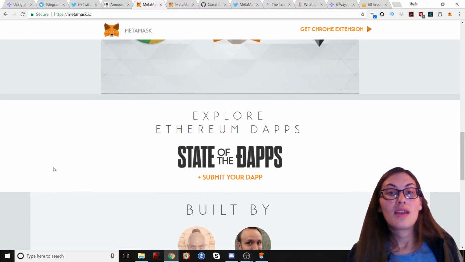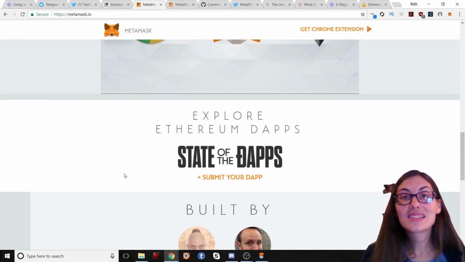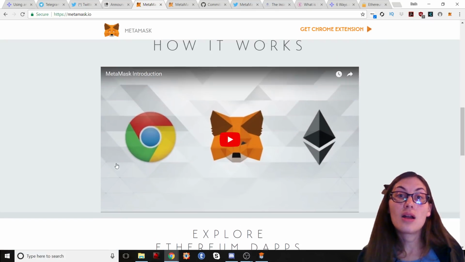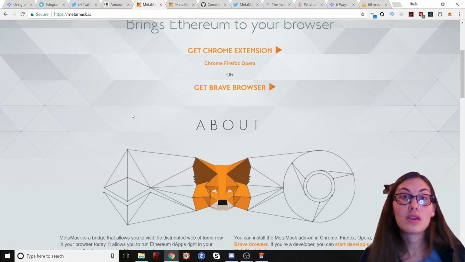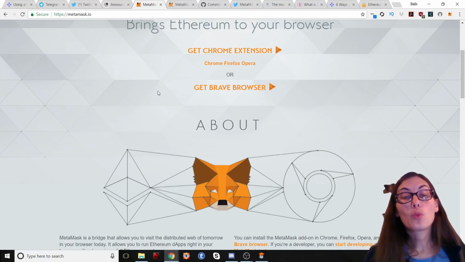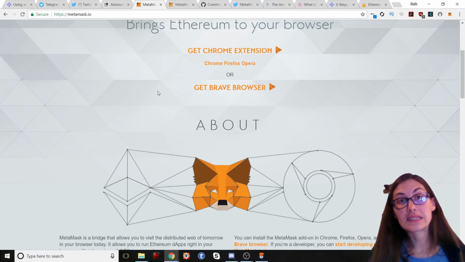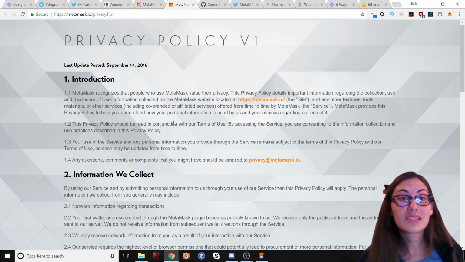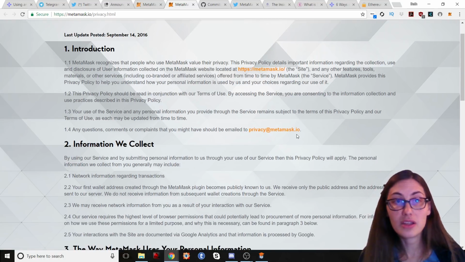Now, that being said, this does open you up to a fair amount of security issues because of the way that MetaMask is designed and the information that it broadcasts to every open tab that you have when you are using this extension. So the privacy policy is very interesting.